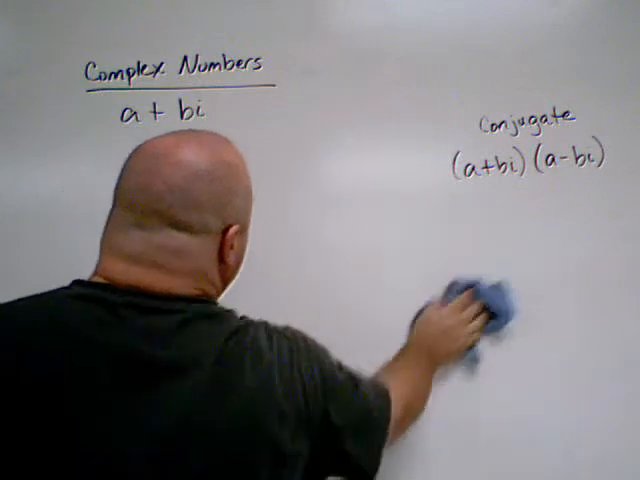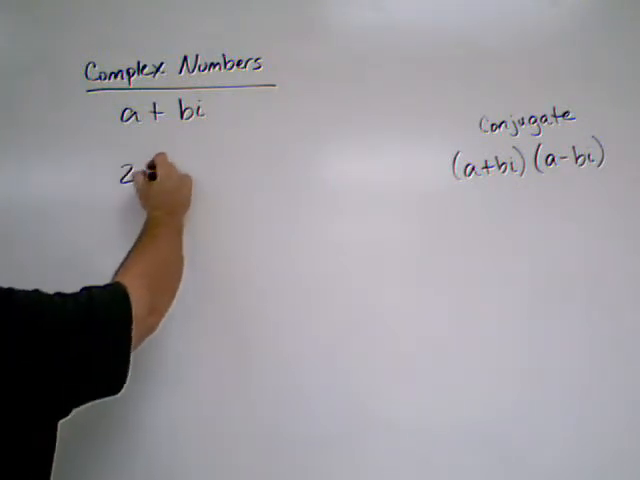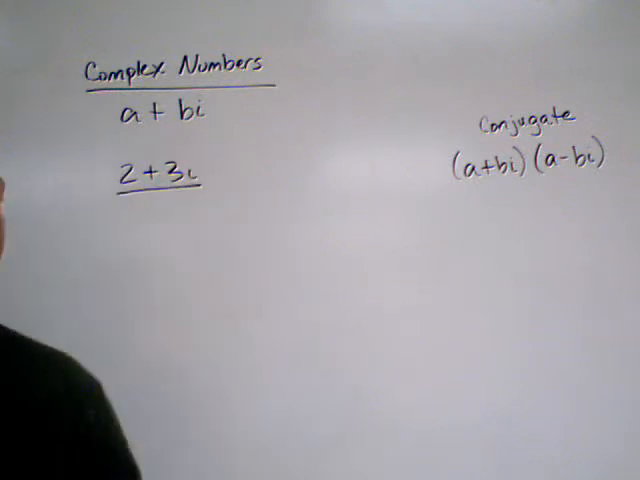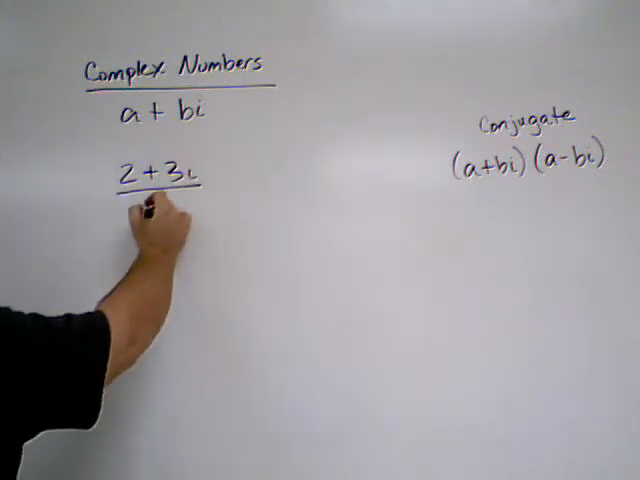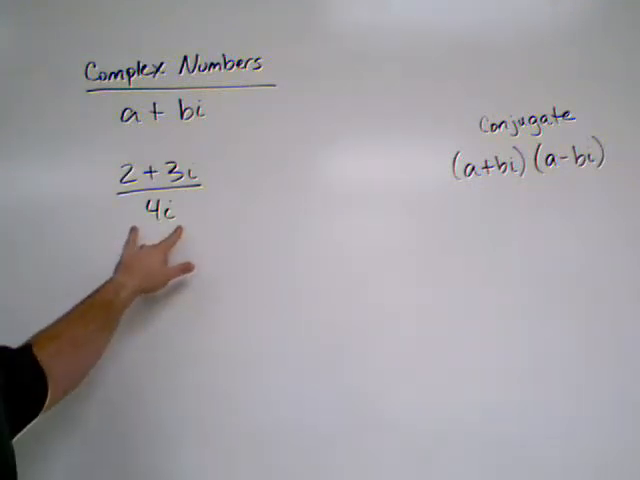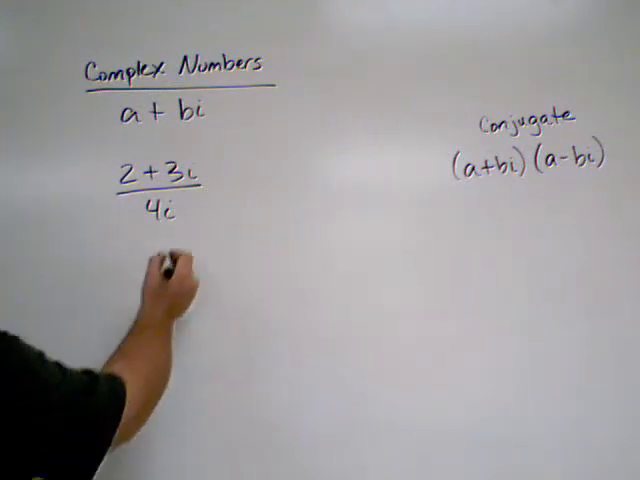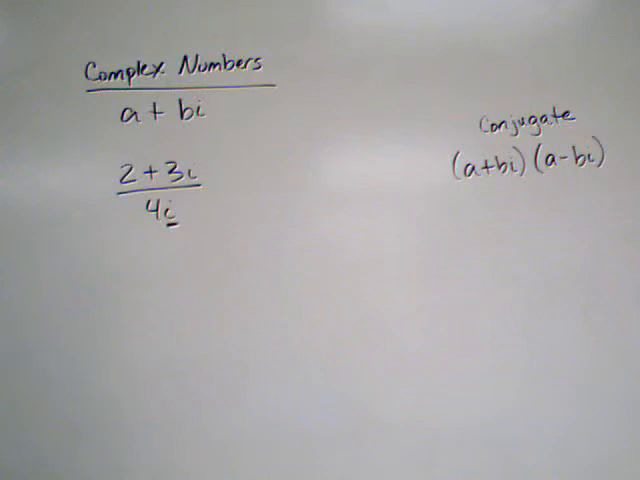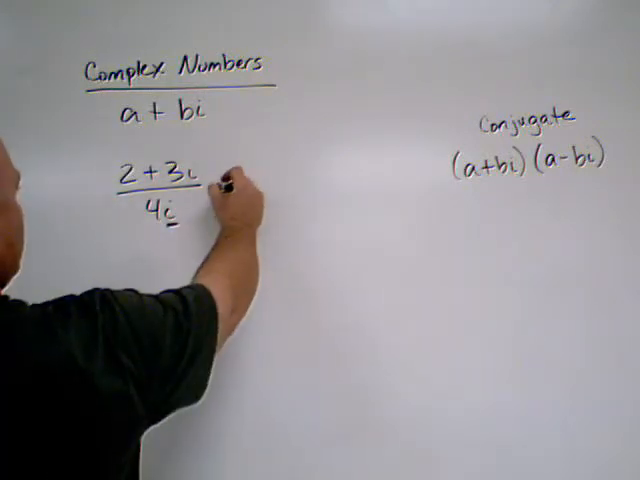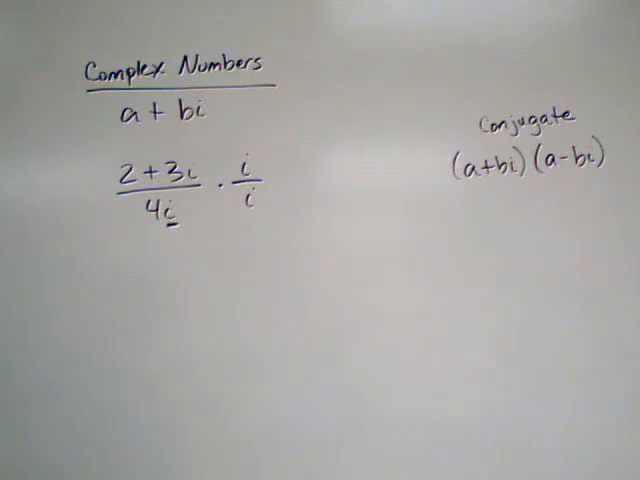What if our denominator is not that complicated? Say I have 2 plus 3i again on top. But instead we have, we'll call it 4i on the bottom. Alright? Do we really need a conjugate here? No, not really. The only thing that's a problem is that guy, the i. So if we multiply top and bottom just by i, we can get rid of it.